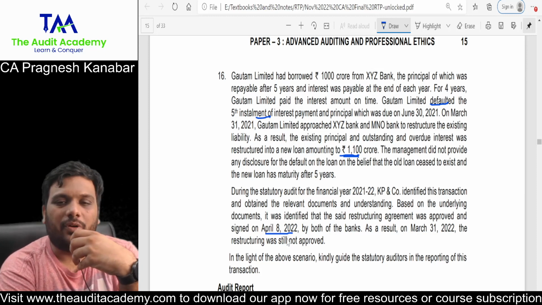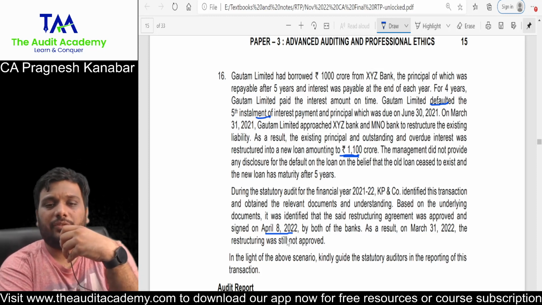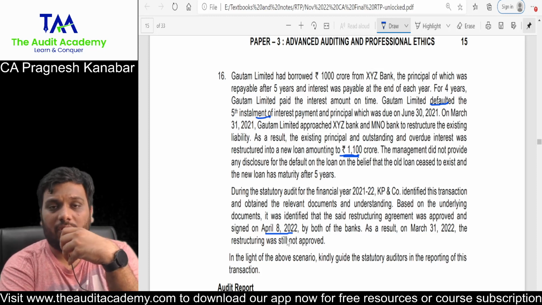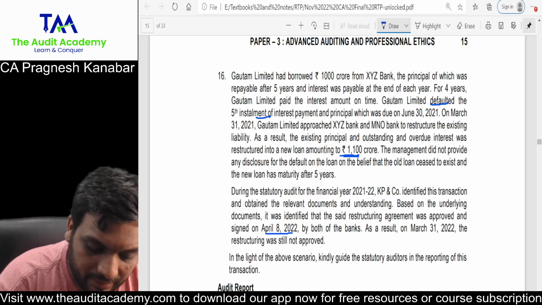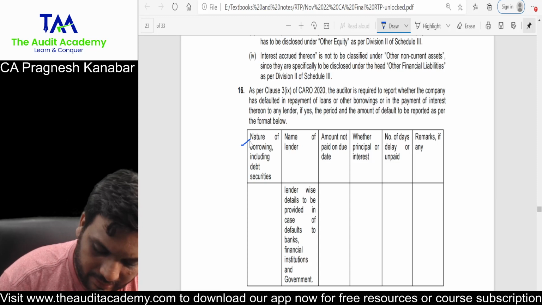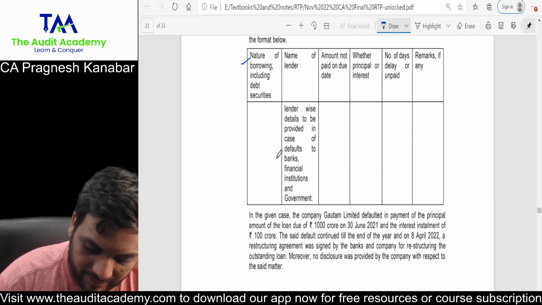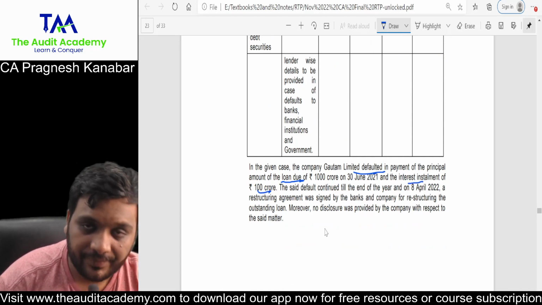But see, there is a default, and there is a default during the period of audit, I mean, during the audit period that we are auditing. In that case, obviously, we need to comment upon it. So clause 9 needs a good reading from your side. They have given clause 9A, the reporting requirement that they have specified, and they are saying that please comment on this particular default.